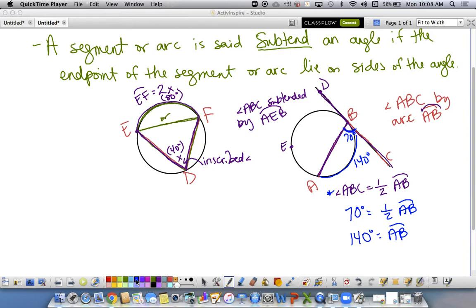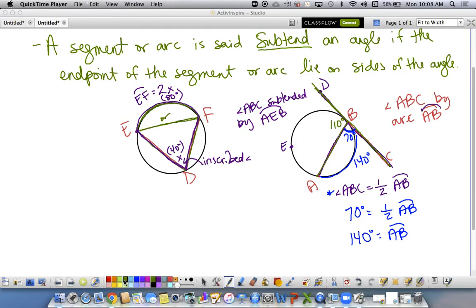Could I do that? What is the measure of angle ABD? Even if I don't give you anything else, can you find it? Of course you can, because you know that DBC is a straight line. That's right. So this angle, I would subtract 180 minus 70, and I would get it's 110 degrees.